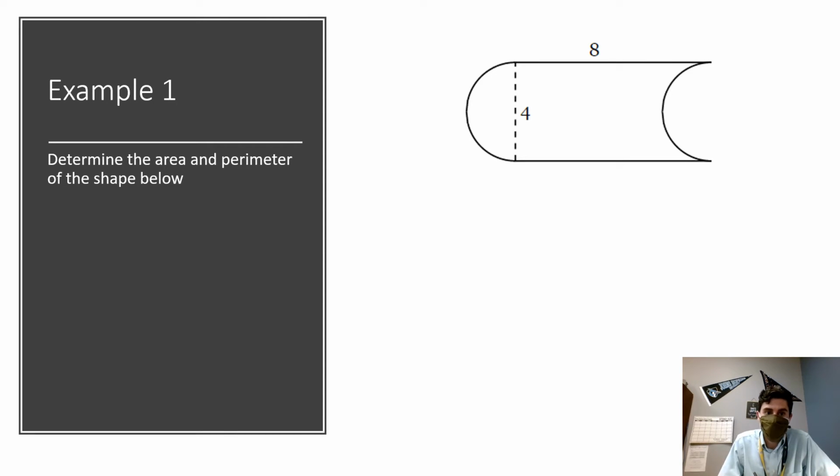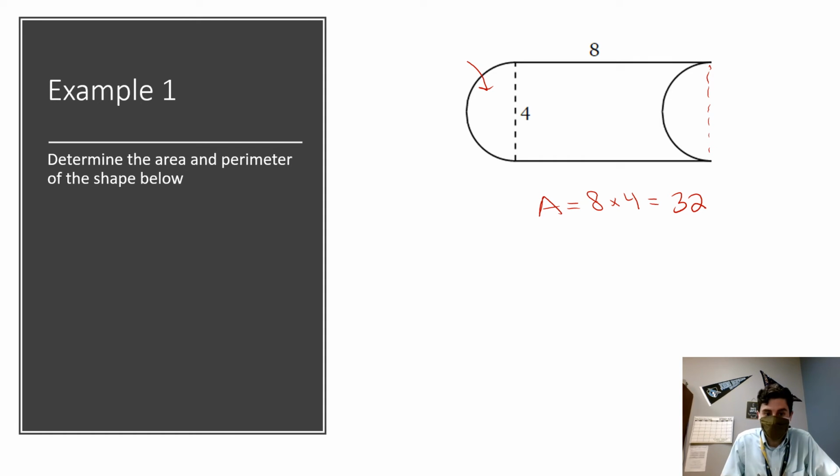Okay, let's try our first example here. We're going to find the area and perimeter of this shape. Now notice there is a half circle on the left that was kind of pulled out of the right hand side. So if we were to replace it, we can see that the area is just going to be that rectangle, 8 times 4. And so that equals 32, so that's going to be our area.